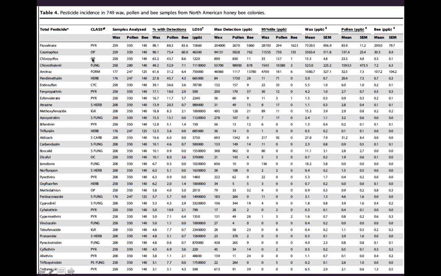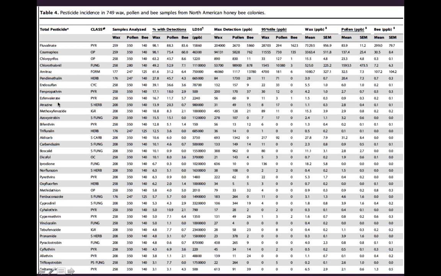gratuitous. Then we have other things like chlorpyrifos, another organophosphate, chlorothalonil, which is a fungicide, and amitraz, which is the currently most widely used miticide to control the varroa mite, which is a parasitic mite.